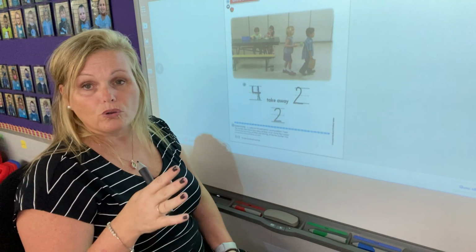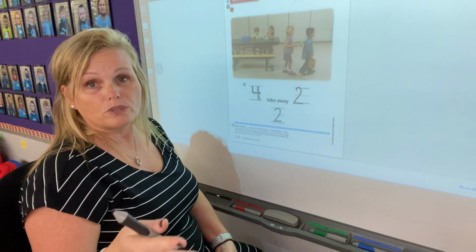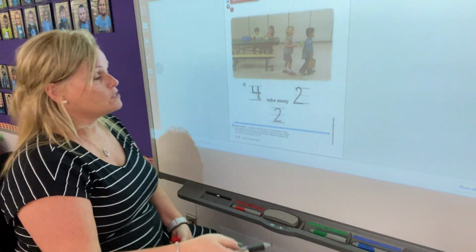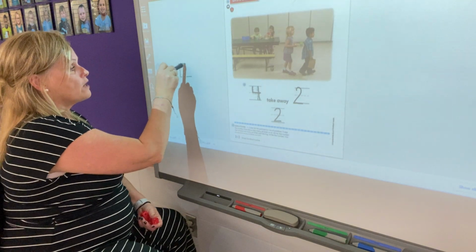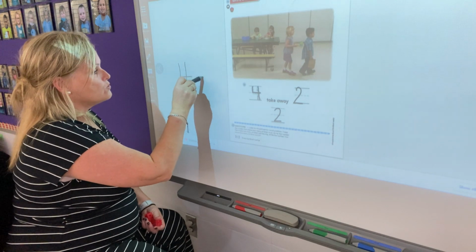In the end, we're going to write it similar. You're going to learn what the symbol is. We're going to write it similar to our addition sentences. So what I mean by that is if we start with 4, the takeaway symbol is just a line that goes straight like that.